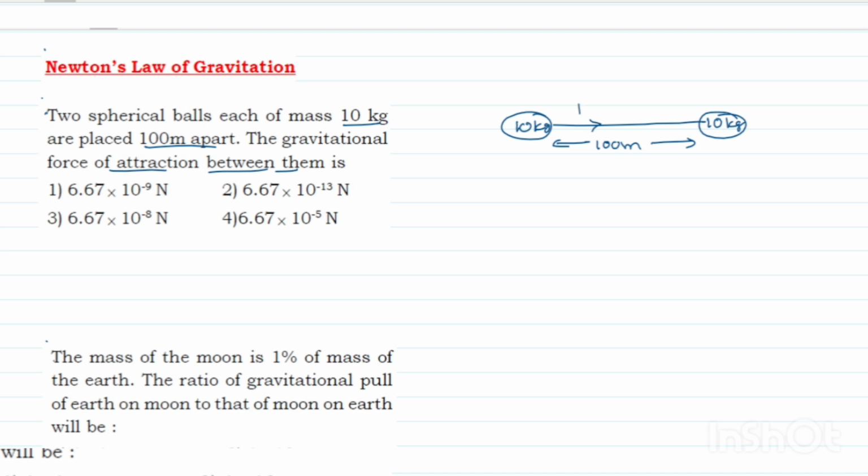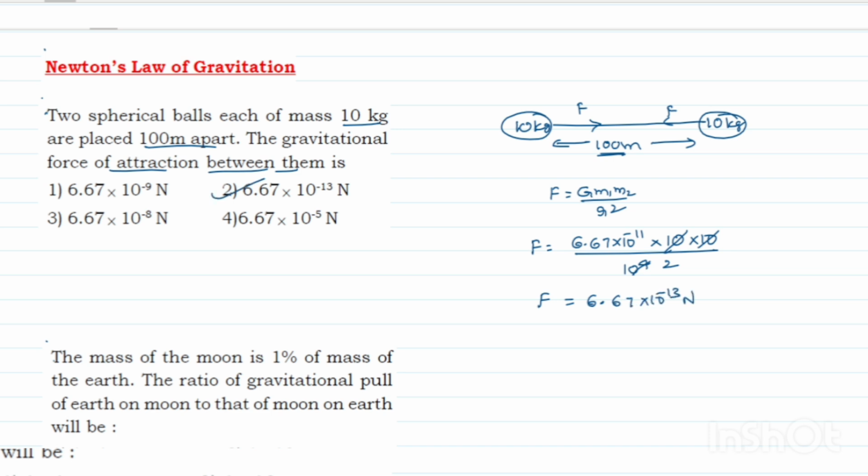Now the gravitational force of attraction between these two masses, according to Newton's law, F equals G m1 m2 by r square. Here you know the gravitational constant value, that is 6.67 into 10 power minus 11 Newton meter square per kg square. Masses are 10 kg into 10 kg by r, which is 100 meter, whole square, that is 10 power 4. Here 100 and 100 get cancelled. In the numerator it becomes 10 power minus 2, so the force of attraction will be 6.67 into 10 power minus 13 newtons. So the second one is the correct answer.